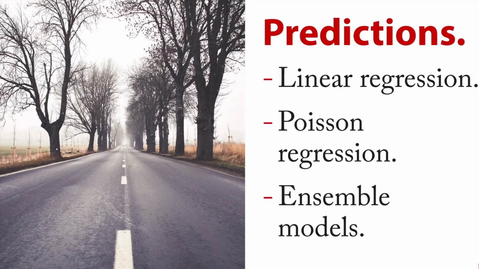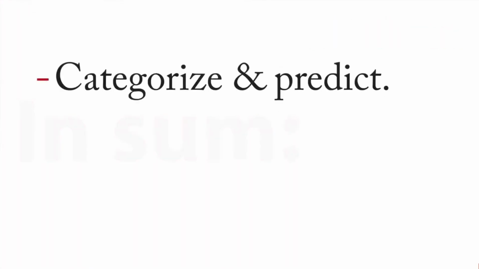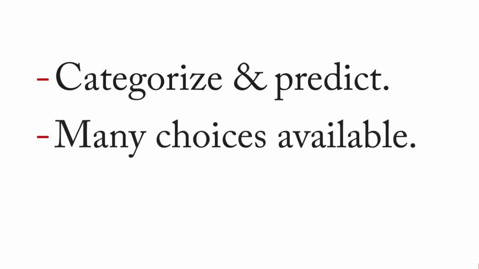Now, I'll talk about each of these in a little more detail in later courses, but for right now, I mostly just want you to know that these things exist, and that's what we mean when we refer to machine learning. So, in sum, machine learning can be used to categorize cases and to predict scores on outcomes, and there's a lot of choices, many choices and procedures available.